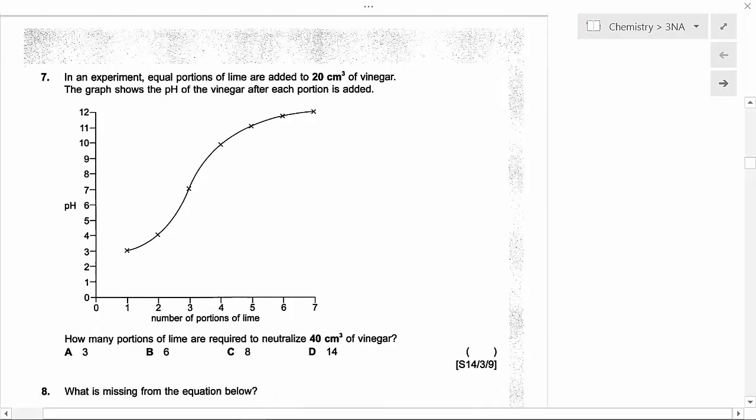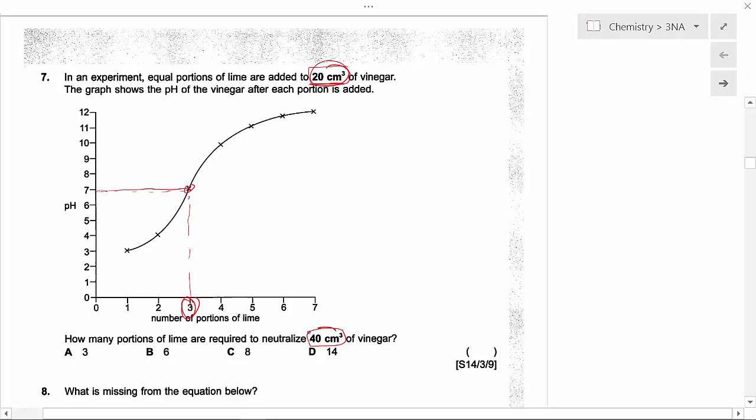Question 7. In an experiment, equal portions of lime are added to 20 cm³ of vinegar. How many portions of lime are required to neutralize 40 cm³? Neutralize means pH 7. Down here you're referring to 20 cm³, and 20 cm³ requires 3 portions, because this graph is for 20 cm³, to get a pH 7.